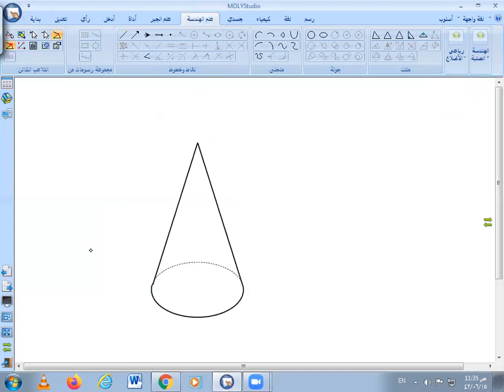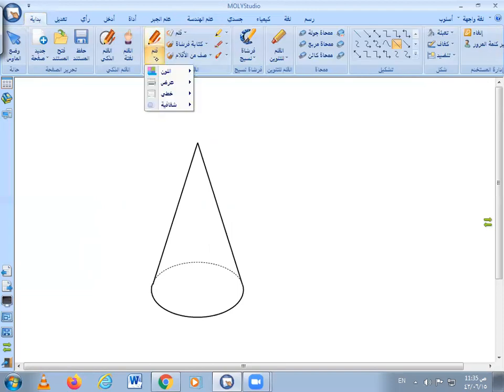This solid is called cone. The cone has 1 vertex and 1 base. The base of the cone looks like circle.